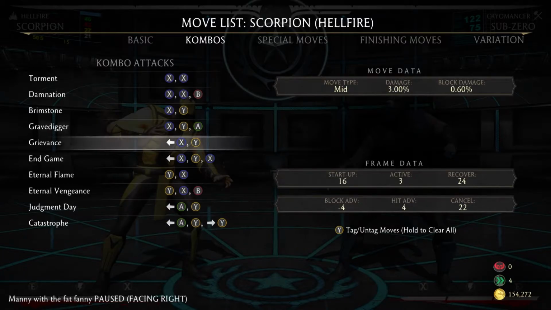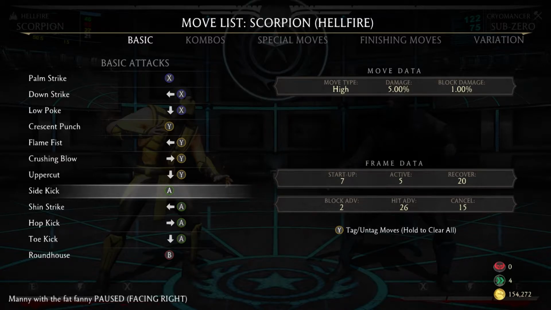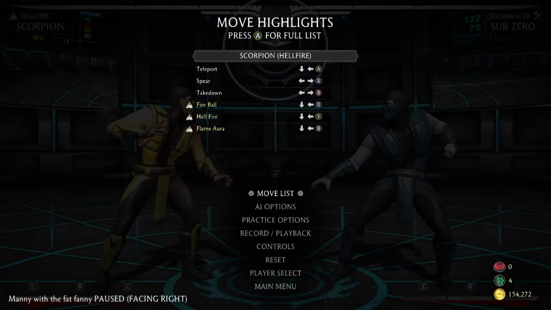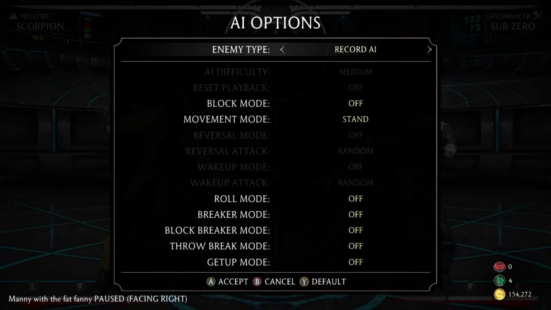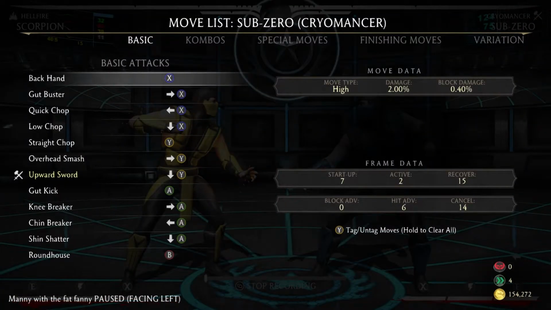So let's take Scorpion standing 3 for an example. This move here, you see on the right, startup frames, it's 7 frames. It says 7 frame startup. So this means it's going to take 7 frames to come out, hit somebody, blah, blah, blah. So say I'm going to be throwing that out, and I'm going to use my opponent here. I'm going to record Sub-Zero's moves. So we know that move has 7 frame startup.